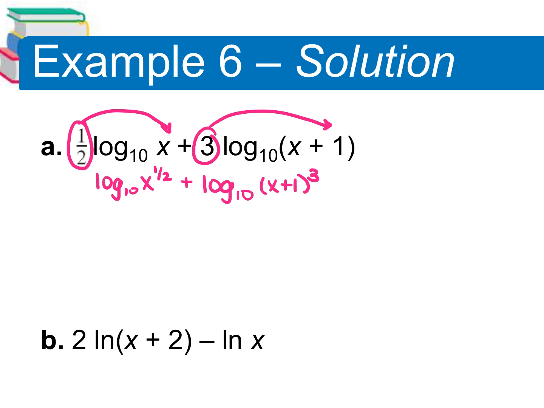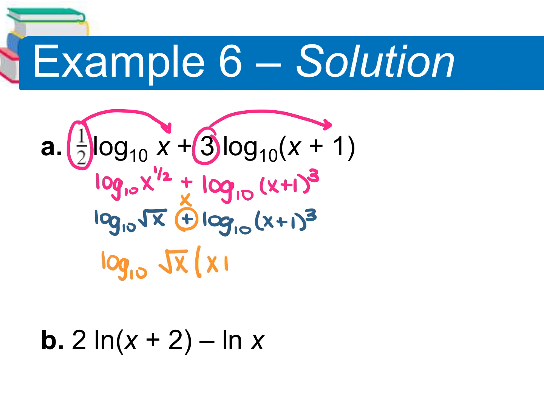From here, you cannot leave powers as fractions. So that 1/2 power has to be rewritten as the square root. So that means you're going to have log 10 of the square root of x plus log 10 of x plus 1 cubed. Now you have addition between these two parts. So we are going to rewrite with multiplication. So that's going to give us log 10 of the square root of x times x plus 1 cubed. Do you need the base of 10 on this log? No, but if you want to keep it, there's nothing wrong with that.